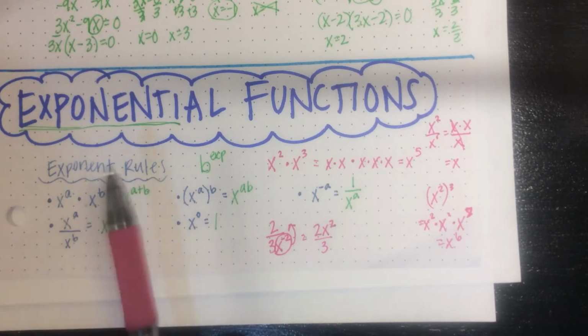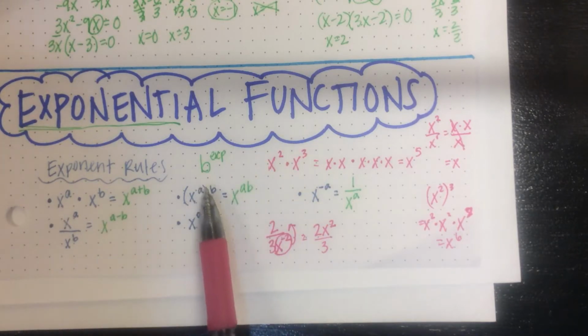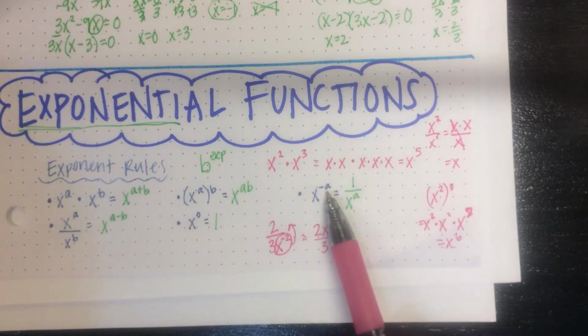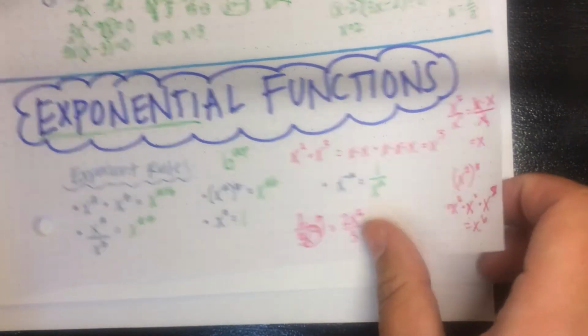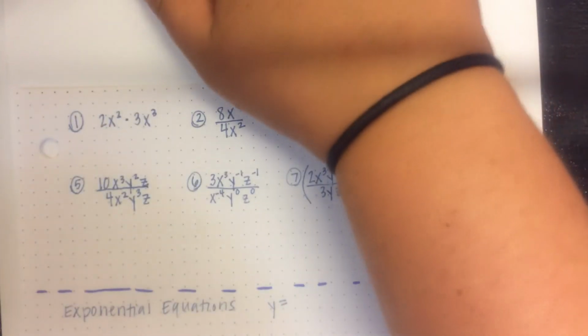But 5 main rules. If you multiply with the same base, you add. If you divide with the same base, you subtract. If there's a parentheses between, so you have a power raised to a power, multiply. Anything to the 0 power is 1. And to make a negative exponent positive, you move it up or down based on where it is in your fraction. All right, got some examples to work on with these exponent rules.